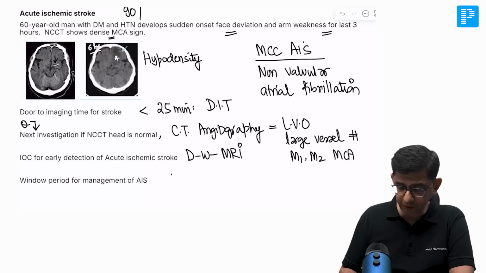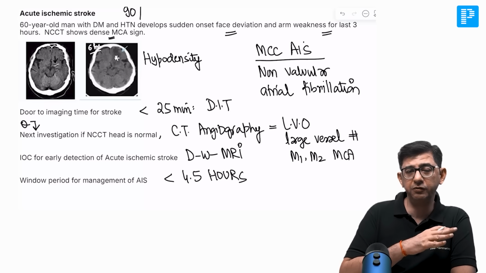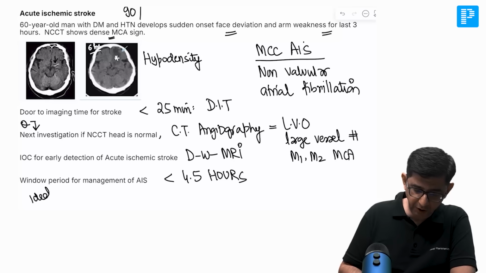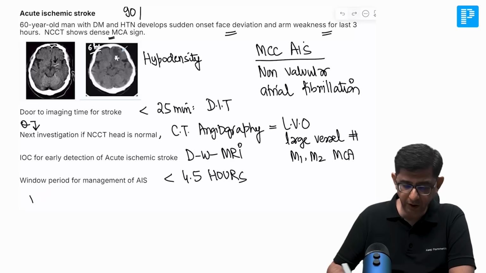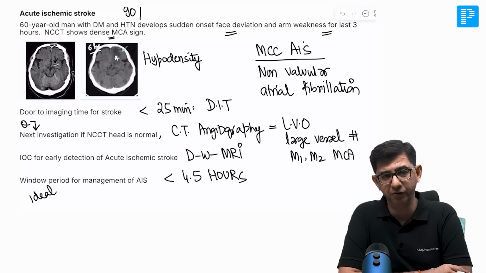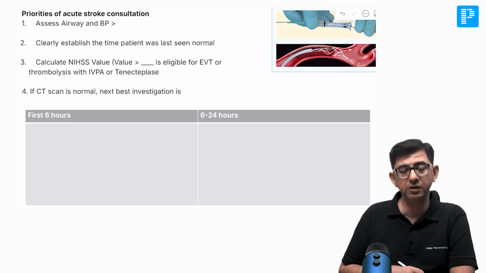The window period for management of acute ischemic stroke is within 4.5 hours. The upper limit is up to 6 hours, but if he says ideally within how much time, like here I'm answering from the ideal perspective, like within how much time should the patient be treated, then the ideal perspective would be that we should be starting treatment within 4.5 hours for a case of acute ischemic stroke, though we can treat up to 6 hours.